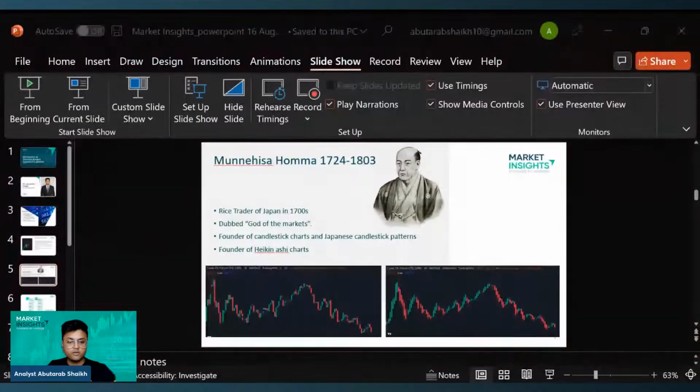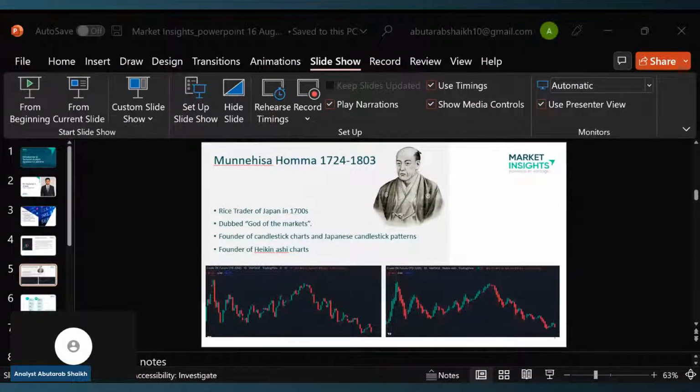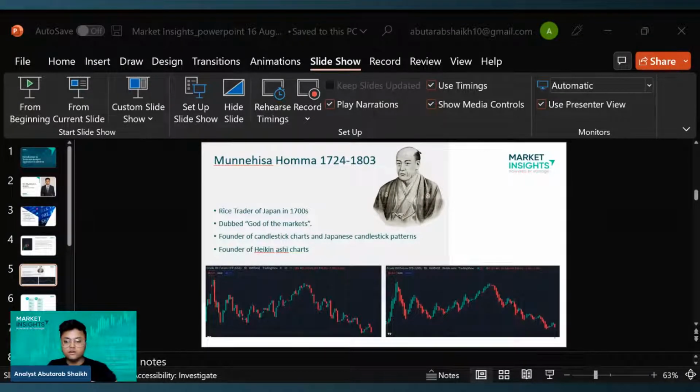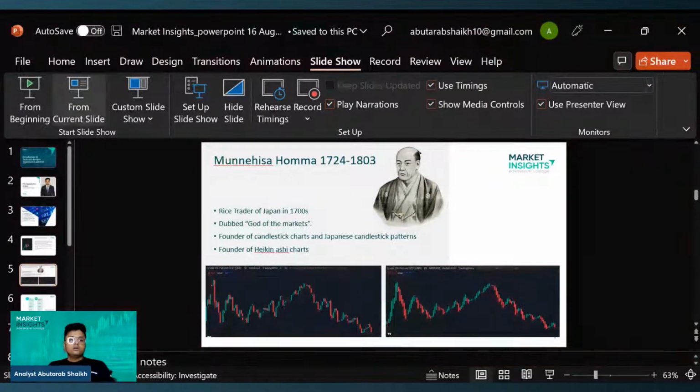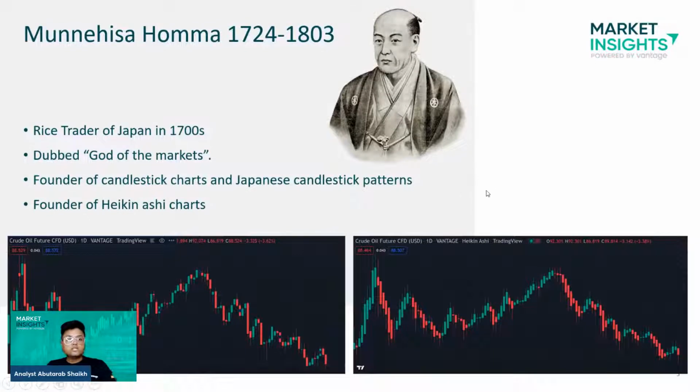This was the person, Munehisa Homma. He devised the candlestick charts. He developed the candlestick patterns, and he also founded the Heikin Ashi charts and trading according to Heikin Ashi as well.